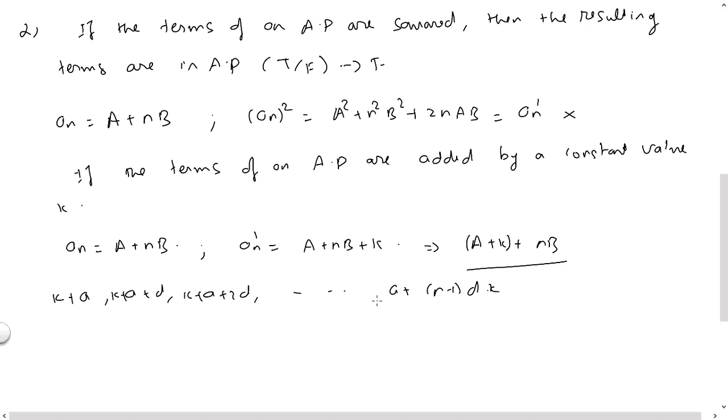Or you can simply see like this: if you list the terms as a plus d, a plus 2d, and so on, a plus n minus 1 into d. Now all the terms are added by a constant value k, k plus k plus k and so on. So you can see that if you take the difference of any two terms, what you will get? A plus d plus k minus a plus k. So what we will get? That is just equal to d. So even in this case, you can see that this will be the nth term of the resulting sequence, and we know that the common difference of any sequence is whatever is the coefficient of n. So the resulting sequence will be an AP whose common difference is actually equal to b.